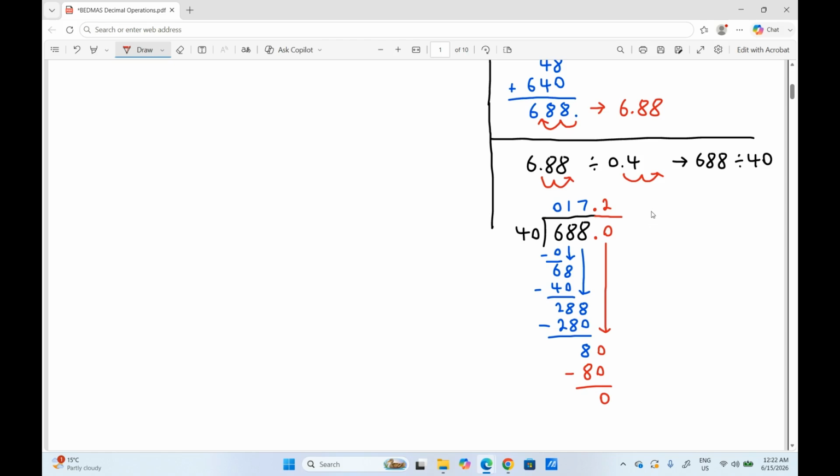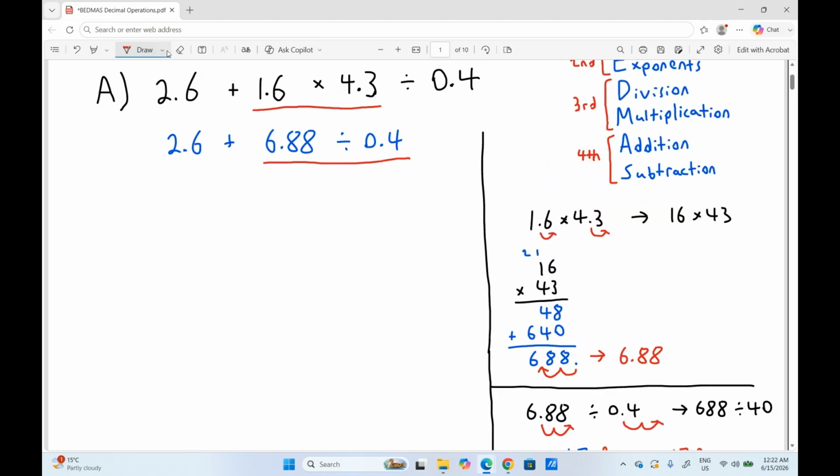So the rule for division is, once you move the decimal place over to make both of these whole numbers, your final answer just remains the same as what you got if you divided the whole numbers. You don't have to move the decimal place back anymore. So my answer up here, 6.88 divided by 0.4, is just going to be 17.2. The 2.6 plus still remains. So now I have 2.6 plus 17.2. My final step is to add these two numbers together.